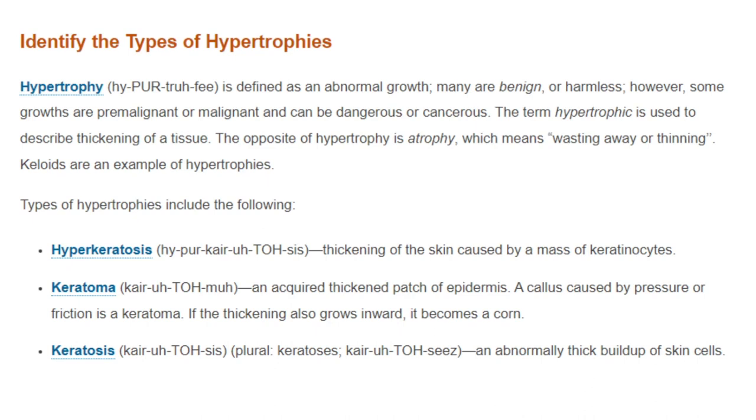Hypertrophy is defined as an abnormal growth. Many are benign or harmless. However, some growths are premalignant or malignant and can be dangerous or cancerous. The term hypertrophic is used to describe thickening of a tissue. The opposite of hypertrophy is atrophy, which means wasting away or thinning. Keloids are an example of hypertrophies. Types of hypertrophies include the following.